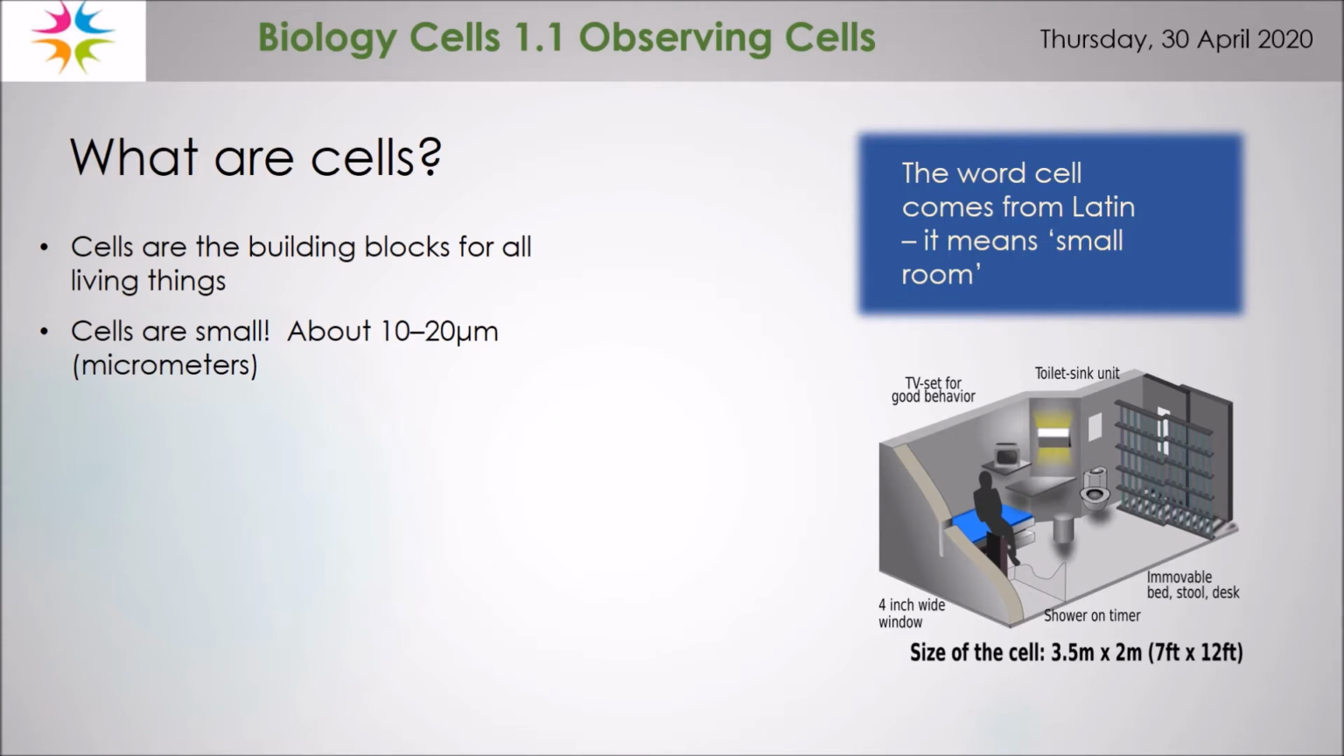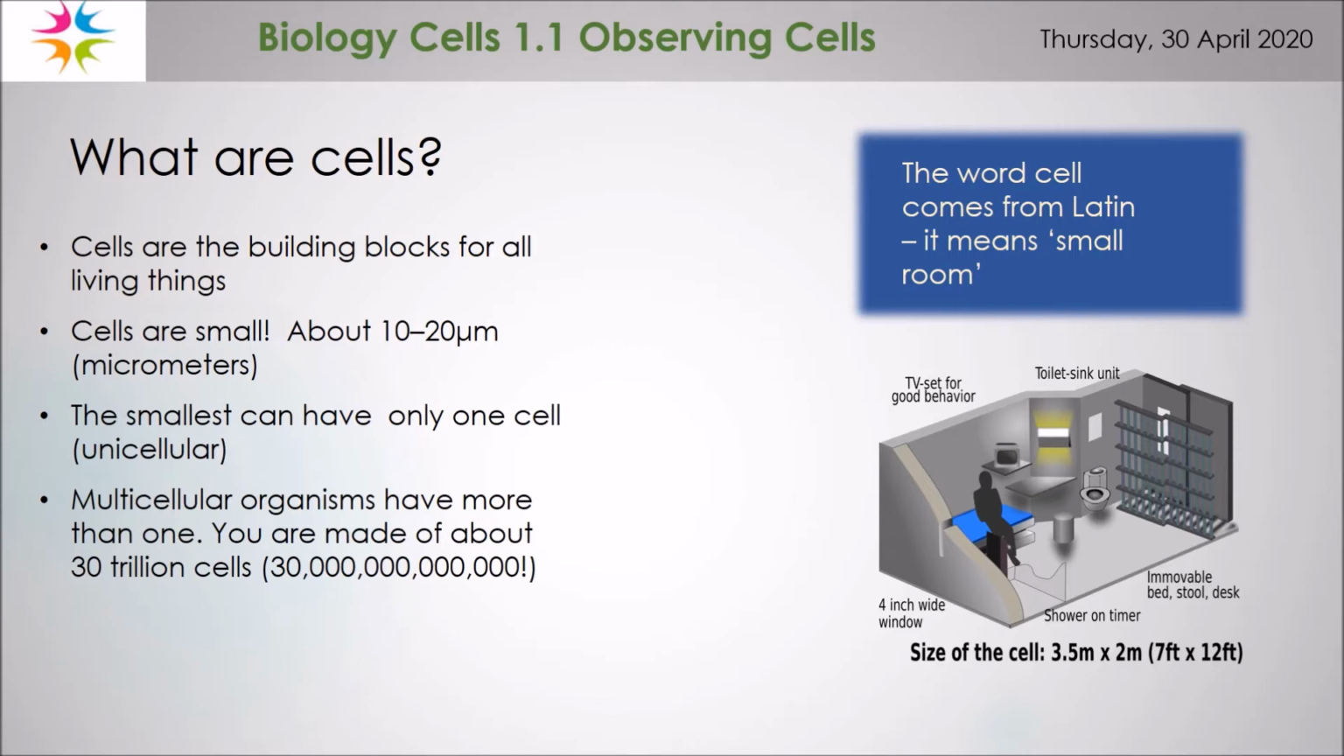They're very small, about 10 to 20 micrometers. That small u means micro. That's a millionth of a meter. The smallest can have only one cell, and that's a unicellular organism. And multicellular organisms, like us, have more than one cell. We are made up of about 30 trillion cells.